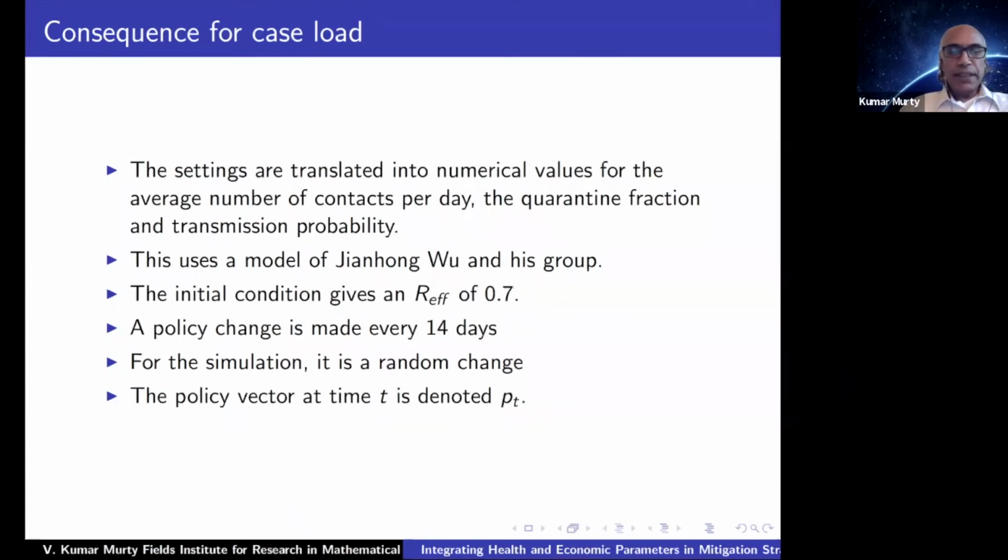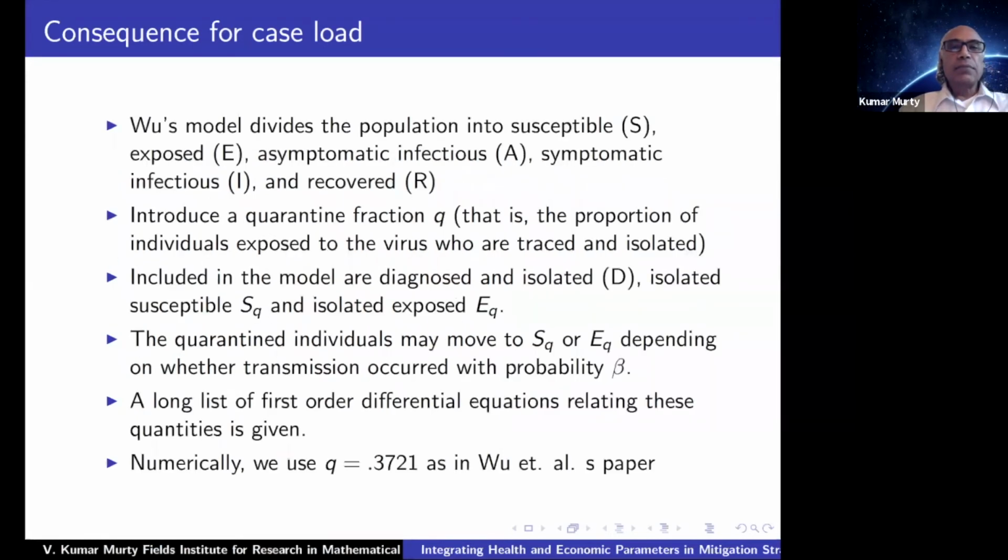Every 14 days in the scenarios that we look at, a policy change is made. In other words, this policy vector is changed. And for the simulation, it's a random change, stochastic in a certain way. And so at any time t, you get a policy vector p sub t. John Hong's model is quite delicate and quite extensive.